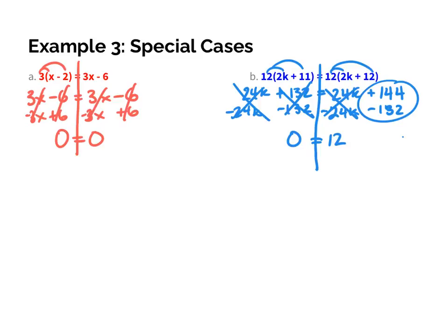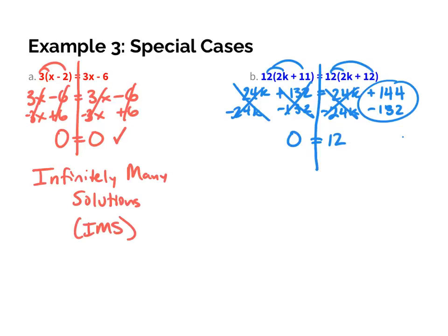So if the identity is true, in this case 0 does equal 0, what this means is that we have infinitely many solutions. Now what does that mean? Symbolized IMS. It means that no matter what number I plug in for x, I can pick any number I want. The number 1, the number 20, 960, doesn't matter what I pick. Any number I plug in here will always work. Okay, so this works no matter what.